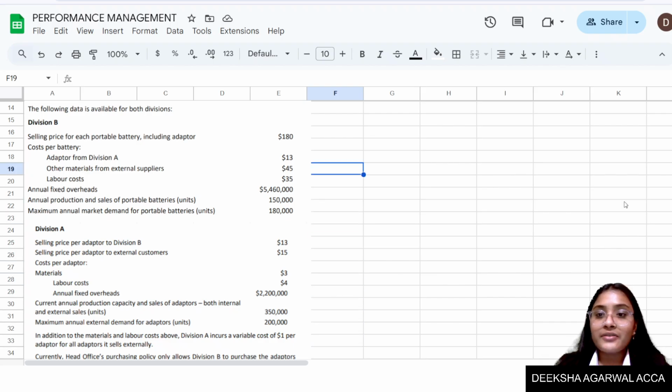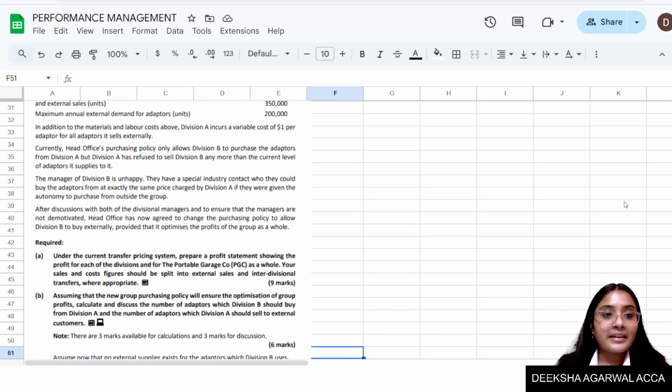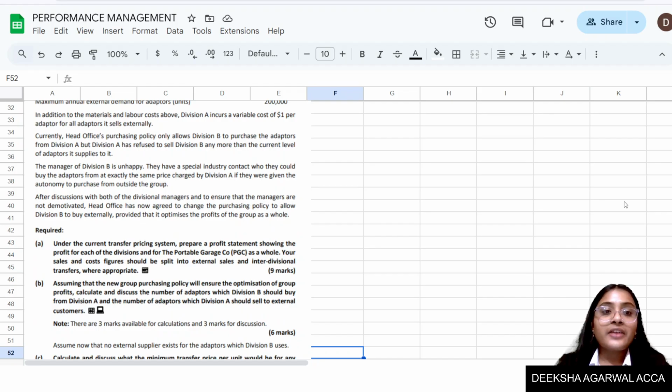Data is given for Division A and Division B both. And there are three things: as a whole, your company, Division A and Division B. So we need to show the entire position of the company. Division B's selling price and cost are given, and demand. Same with Division A: selling price, external customer, how much they are costing, annual demand, maximum demand, everything. In addition to the materials and the labor cost above, division A incurs a variable cost of $1 per adapter for all the adapters it sells externally.